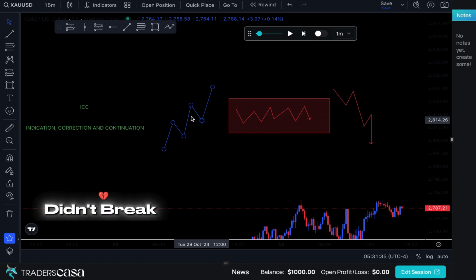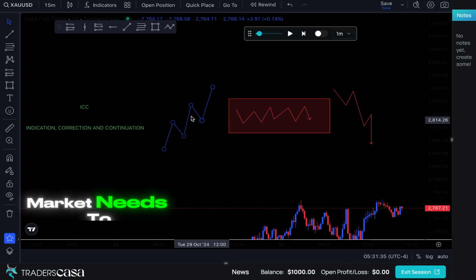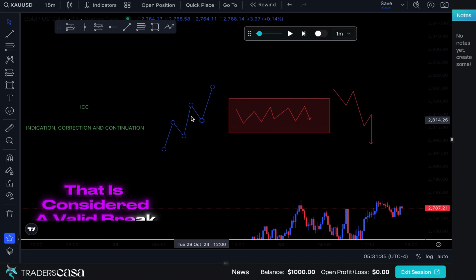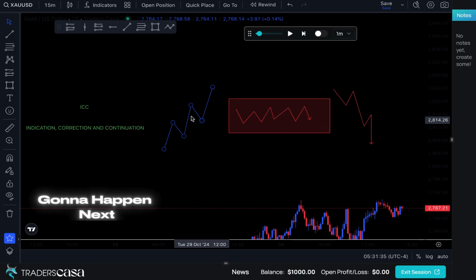So the market didn't break this high, as you can see. For the market to break a high, it needs to come and close above that high, not just wick it. This is a week. This is also a week. The market needs to close above it. That is considered a valid break of structure. So let's wait and see what's going to happen next.